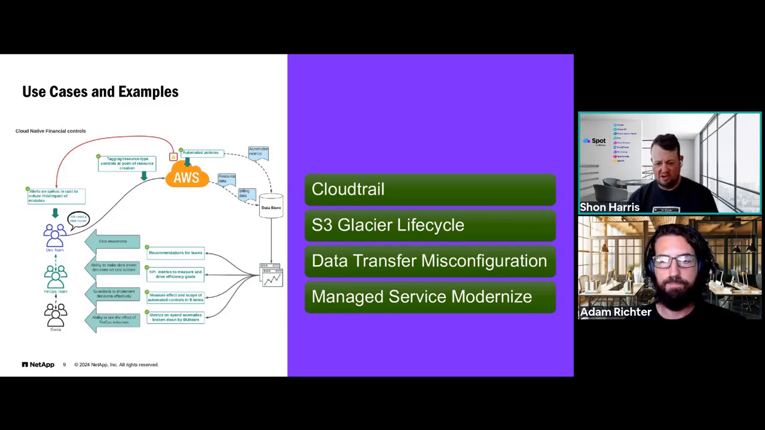These last two kind of go together, the data transfer misconfiguration and modernizing managed services. So let's break those down, what those mean to the optics team and how they help with the financial controls and the FinOps challenges of an AWS customer.